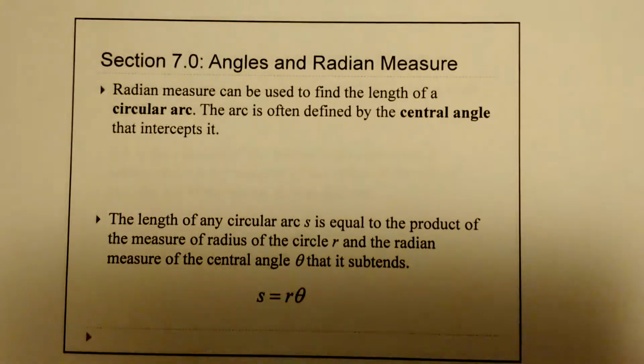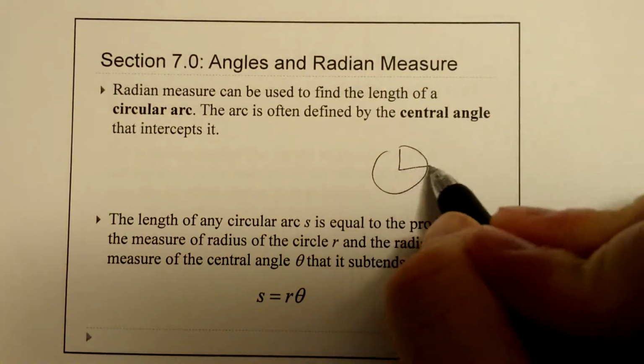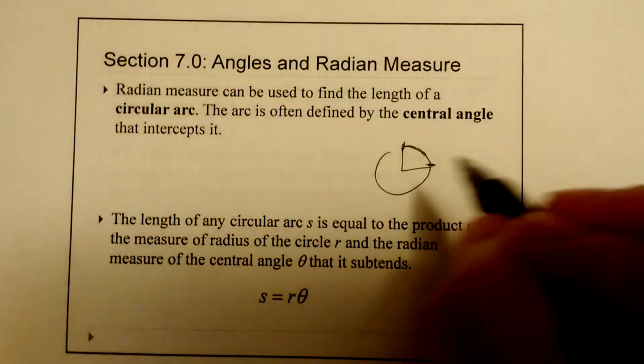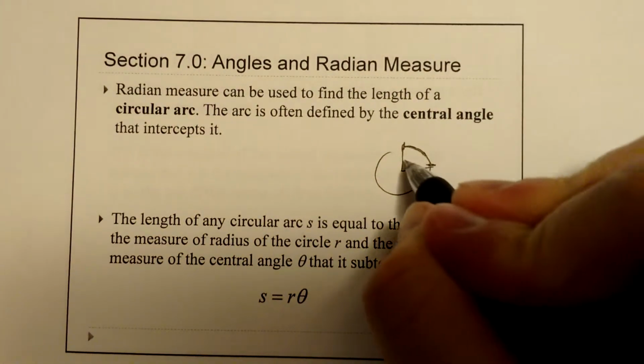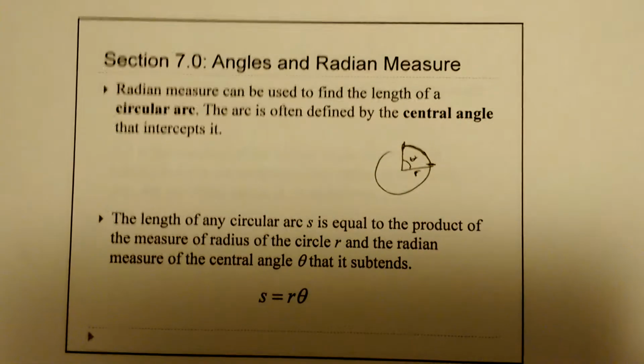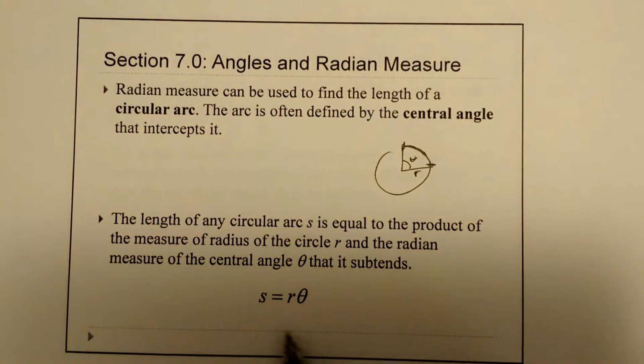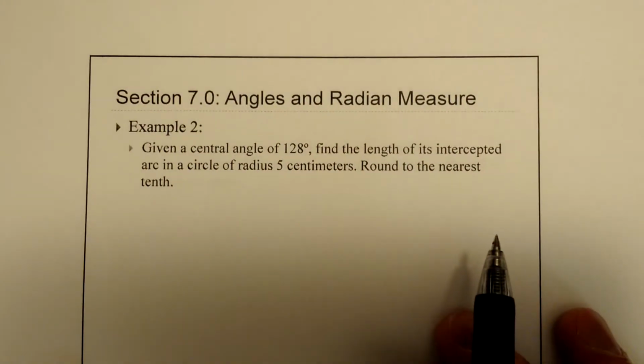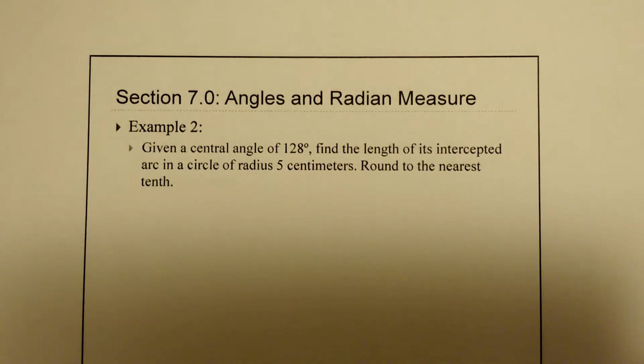All right. If you know the radian measure of an angle, you can find the length of a circular arc. That's this distance along the edge, assuming you know the radius and the angle theta that make up that thing. So the length of the arc, S, is equal to the radius times theta. So if you're given a central angle of 128 degrees, find the length of its intercepted arc in the circle of radius 5 centimeters, round to the nearest tenth.